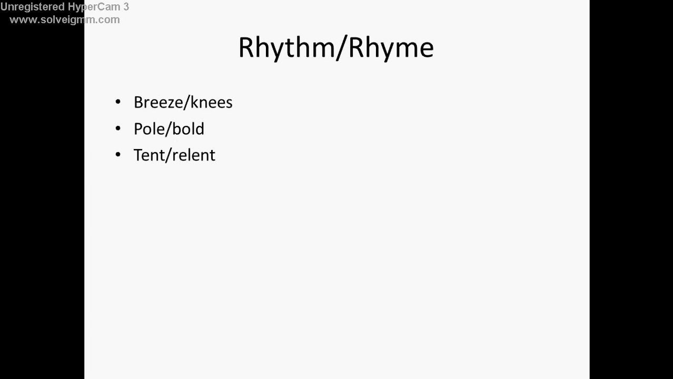Now, rhythm and rhyme. Well, there's quite a uniform rhyme scheme throughout most of the poem until we get to the last stanza. And the rhythm is constant throughout. Some of the rhyming words here are breeze, knees, pole, bold, tent, and relent.